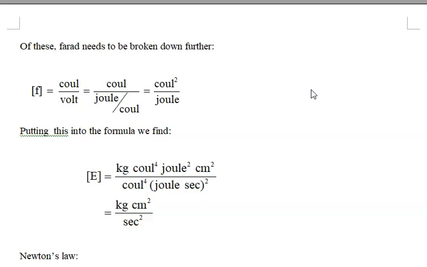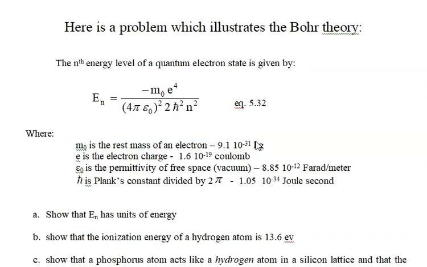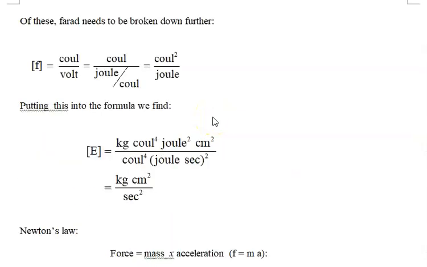Okay, so we break down the farad a little bit further. We know that C is equal to Q divided by V. Remember, I hate to say this, but the Q stands alone. Q is equal to CV, or C is equal to Q over V. Q is coulombs, V is volt. The volt is a joule per coulomb, so the units of F are coulomb squared per joule, and we put all that into our equation for E, and here it is.